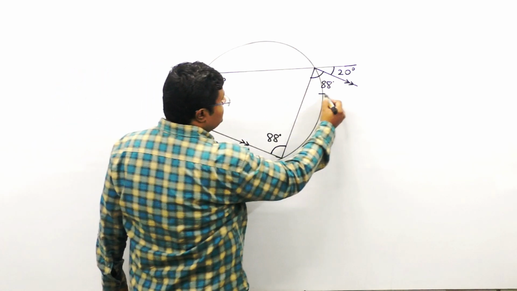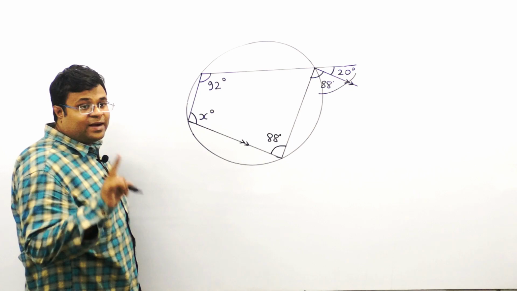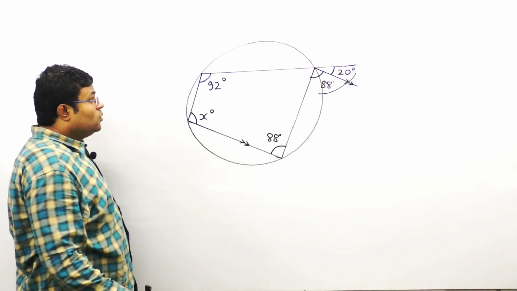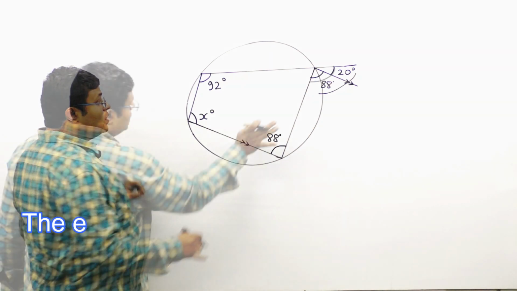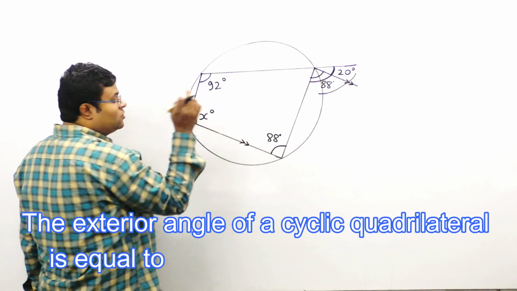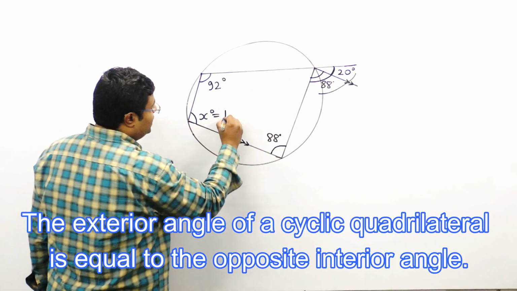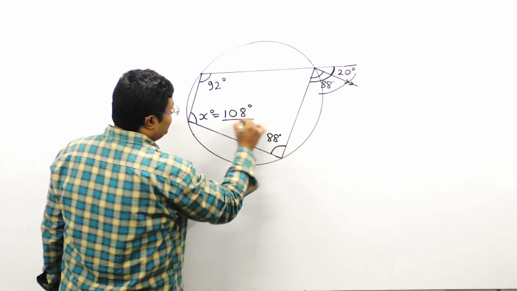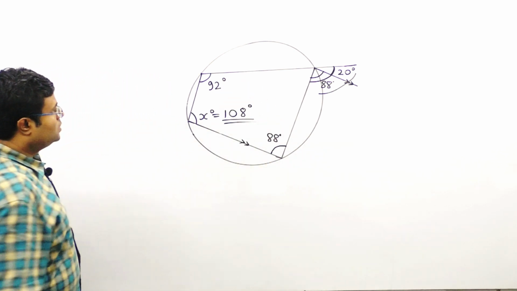What is this total sum? 108. Now we know the exterior angle of a cyclic quadrilateral is equal to the opposite interior angle. So this will also be 108 degrees. Got it?